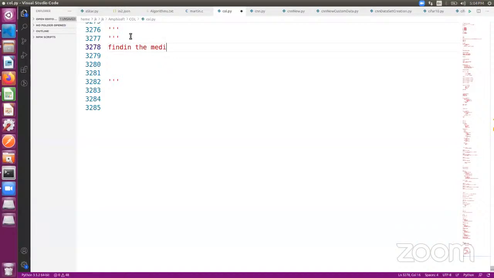Finding the median of two sorted arrays of the same size. You'll be given two arrays. Array means here list. You have to find the median of the two sorted arrays combined together. It's a combined median. So what is the median?